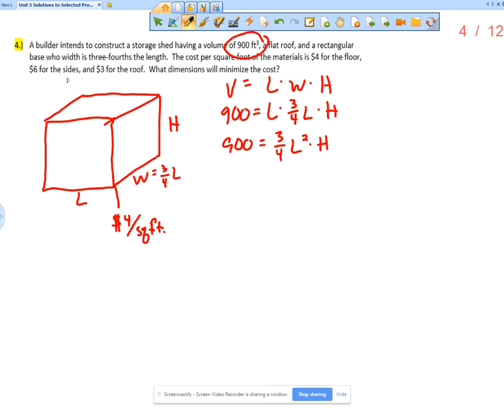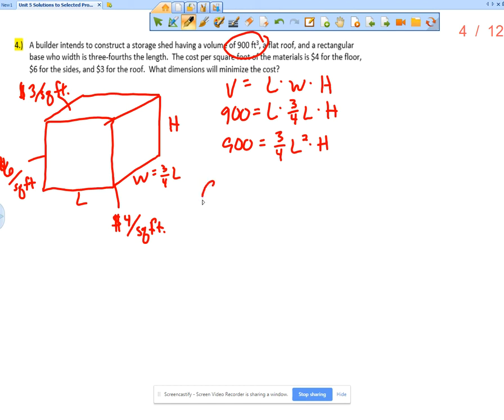Let's see, $6 for the sides. So each of the sides is worth $6 per square foot. And then lastly, $3 for the roof. So $3 per square foot for the roof. All right, so how are we going to write an equation for cost?